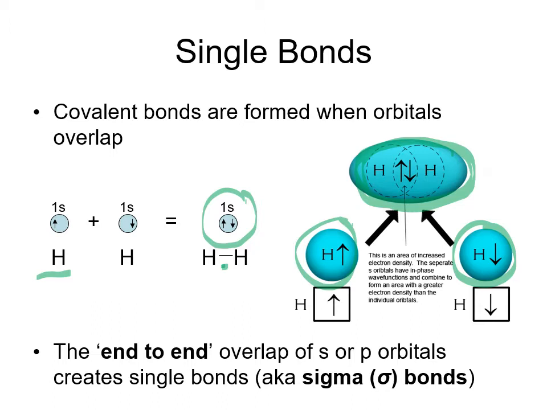So this we'll call end-to-end overlap. It'll look a little bit more sensible when we're dealing with a p orbital. But the name for this is a sigma bond. And so essentially when we have an end-to-end overlap, two orbitals overlapping, we're going to refer to that as a sigma bond. You can think of that as a single bond for now.